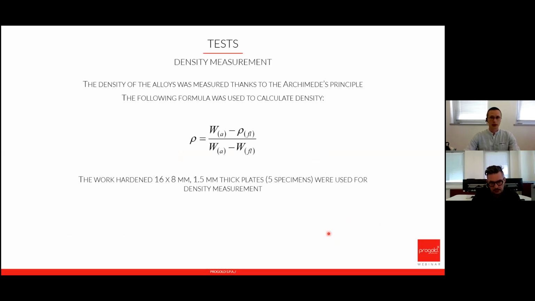The second test we did is the density measurement. To do this, we rolled an ingot to avoid porosity defects and so on, and to get a reliable value of density. Then we follow the Archimedes method, which is based on the formula you are seeing in this slide. So we got the density for all the selected alloys.